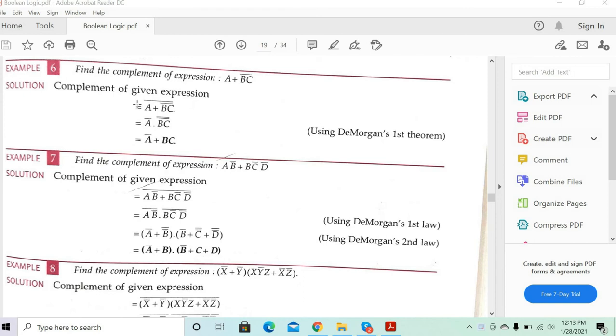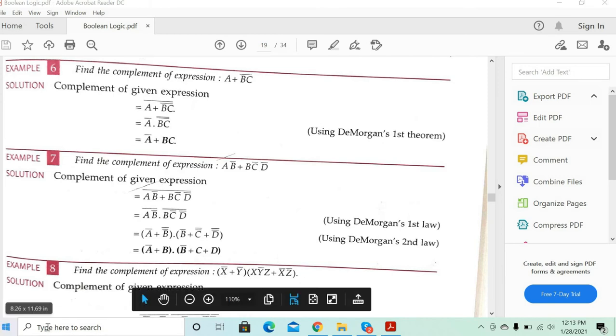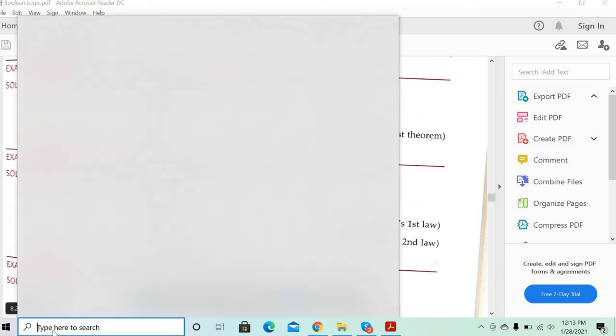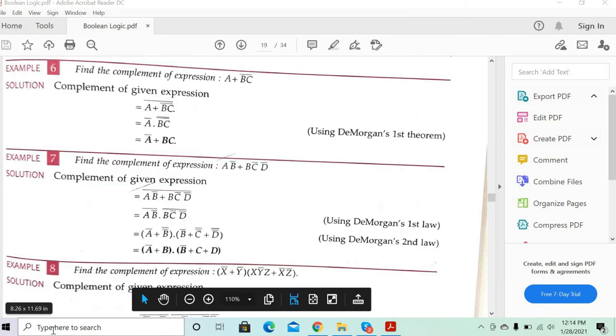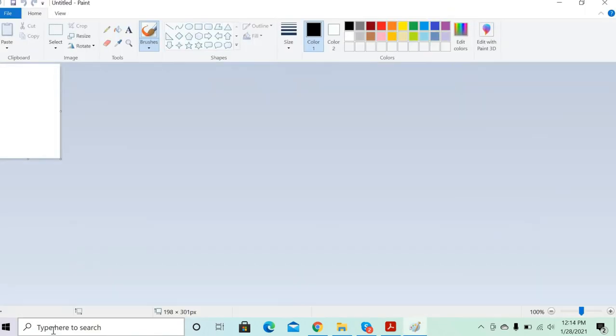Got it? Now we understood De Morgan's principle: whenever there is an addition and then a complement, it will change into the product with the individual complements. Correct? So let's do that. This is very simple. Let's apply this De Morgan's principle to A plus BC whole complement. You got it? Understood this part?